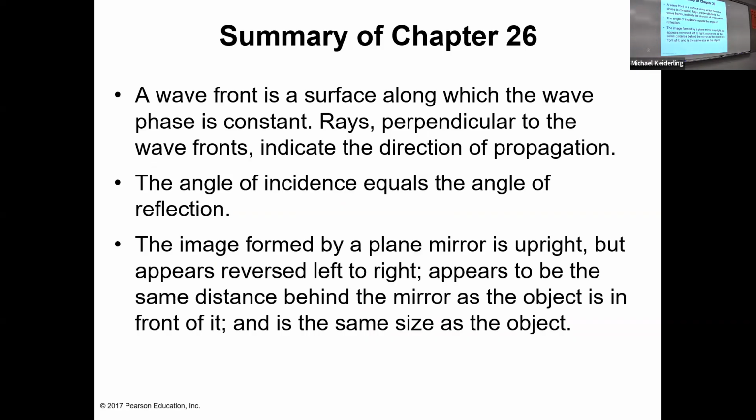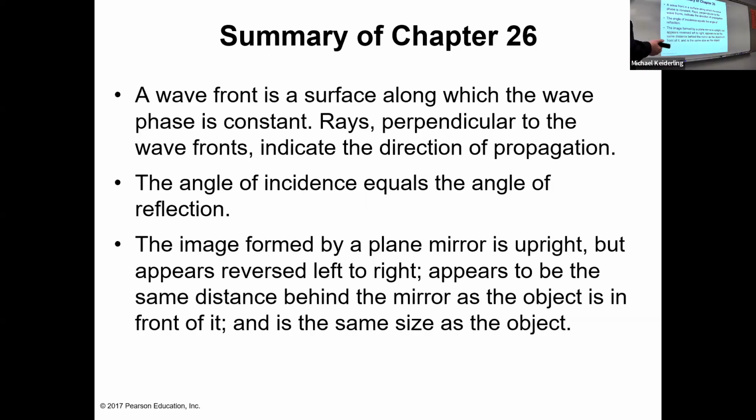So, a wavefront is the surface along which the wave phase is constant. You can think about it as sort of this expanding sphere from a light source or something like that. You can draw rays that are perpendicular to the wavefront that indicate the direction of propagation. Using rays, you can do geometric optics.